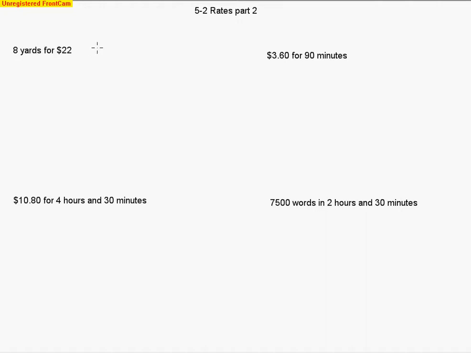And so whenever we have rates, typically we put dollars on top and the other unit's going to go on the bottom. So we want to know what the unit rate is. And again, the unit rate is how much it's going to cost for one item, so whatever this unit is. And so we've got the dollars typically on top and the units, whatever they are, in this case yards, on the bottom. And so that's how we're going to set this one up. So $22 over 8 yards.